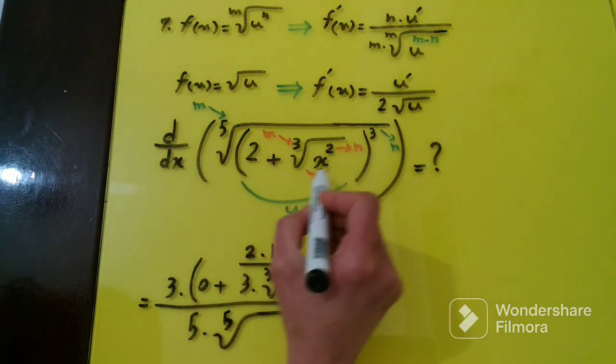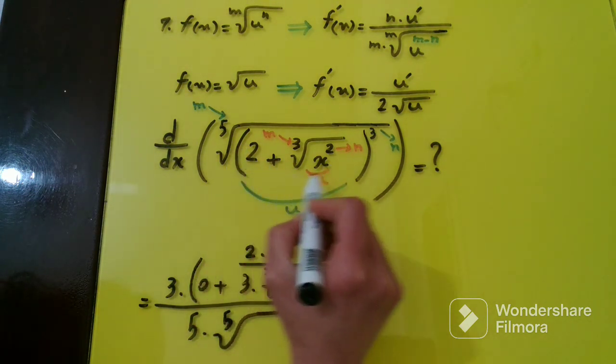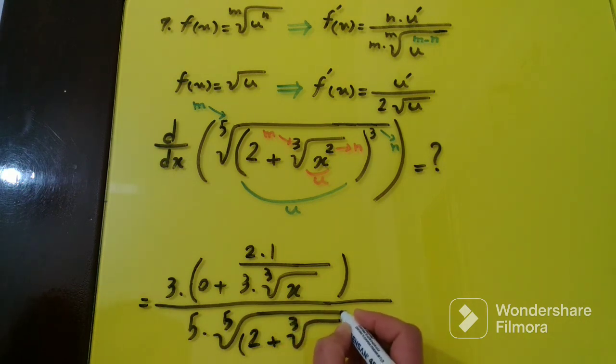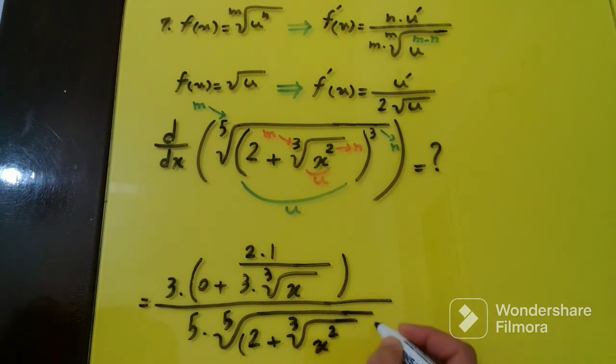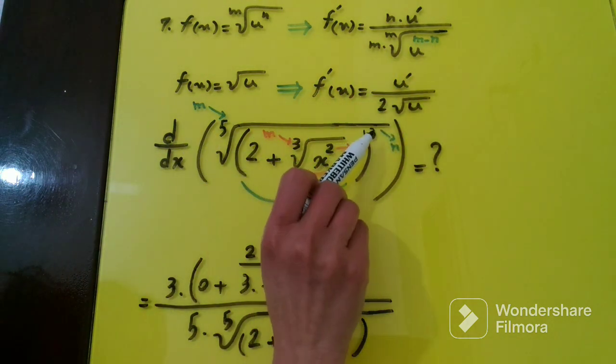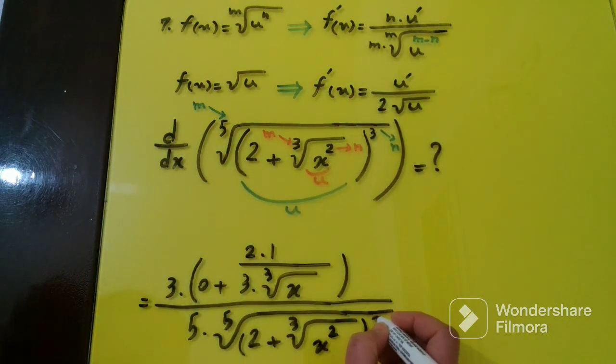Repeat u, this u, 2 plus the cube root of x squared. For the power, you should put m minus n. 5 minus 3, it's 2.